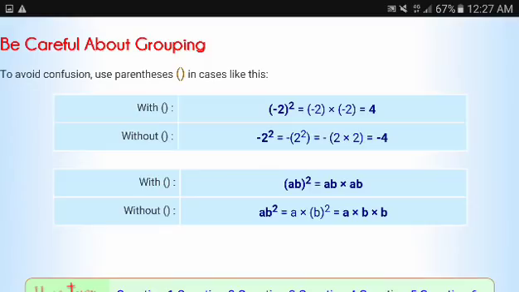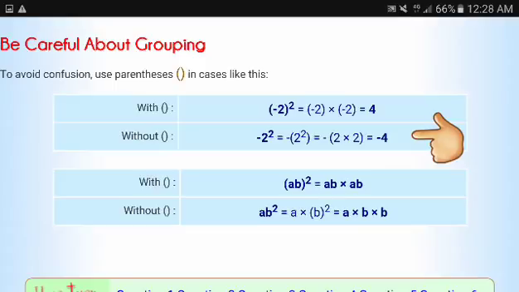Now, the title here is Be Careful About Grouping. To avoid confusion, use parentheses in cases like this. First example, negative 2, all inside the parentheses, raised to 2. And that is equal to negative 2 times negative 2 equals positive 4. Without parentheses, this is the same as when we put all inside the parentheses. So, they are the same.